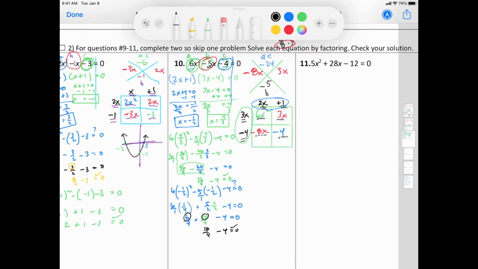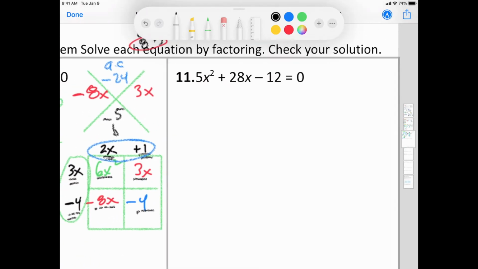Let's go to question number 11. Set equal to 0. 5, 28, and 12 do not have a greatest common factor. I'm going to go ahead and identify my A, B, and C. A is 5, B is 28, C is negative 12. There is never an X in the A, B, and C.